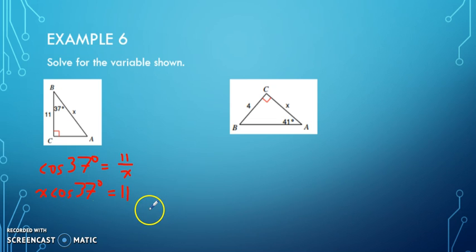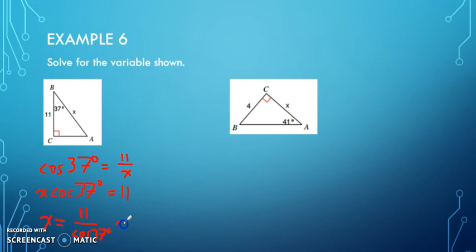And then we would divide both sides by cosine of 37. This is not a value you'll be able to do in your head. You'll just need to use your calculator. And one of the most important things to check is to make sure that your calculator is in the right mode. In this case, we need to make sure that we are in the degree mode.